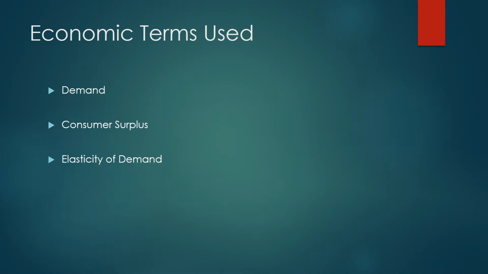Economic terms used. Demand. The definition of demand is that as the price of a good or service increases, consumer demand for the good or service will decrease. That is basically saying that as the price increases, the want for the product goes down. Now, this isn't always the case. There are rare occasions where the price of a product will rise and the demand won't be affected.